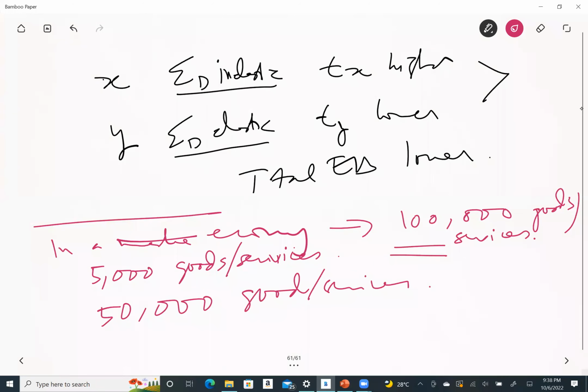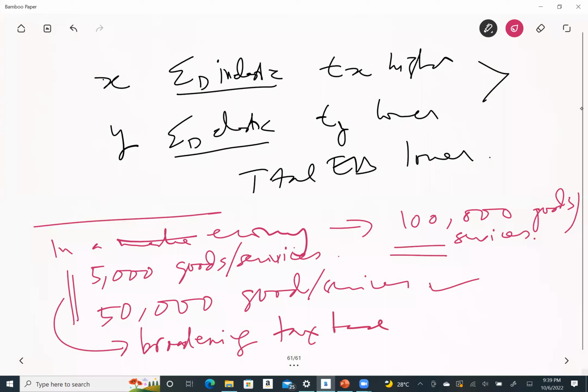Which one is better? Of course, this one is better. Okay, broadening the base. So here is what you call broadening the base. You want to tax as many as possible of the goods and services that are available in the economy, so that the government can raise more revenue. Of course, raise more revenue, and also it can lower the excess burden.